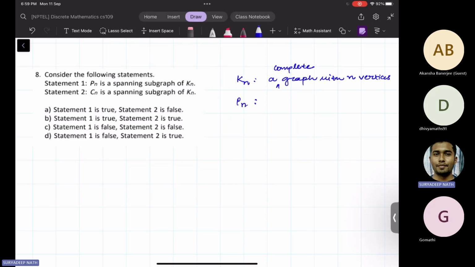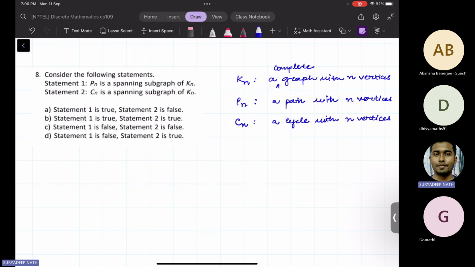Pn is a path with n vertices, and Cn a cycle with n vertices. Now tell me, what statement 1 is saying is that Pn is a spanning subgraph of Kn.